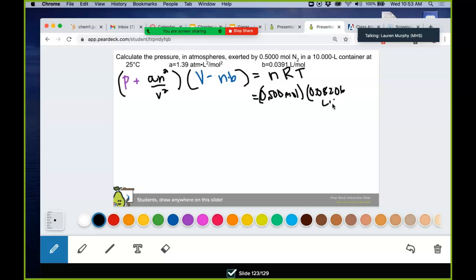0.08206 liter atmosphere over mole Kelvin. R is the gas law constant. T is temperature in Kelvin. So 25 Celsius right here is 298 Kelvin. Now I'm going to show you units. The units will be funky until the very end. Moles cancel, Kelvin cancel, and we're left with liters times atmospheres.